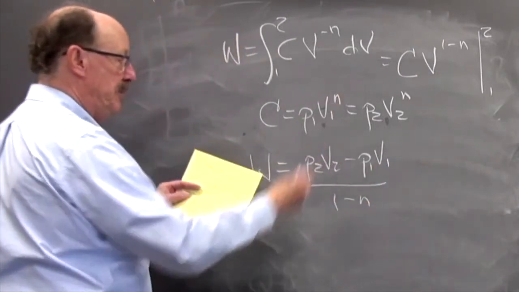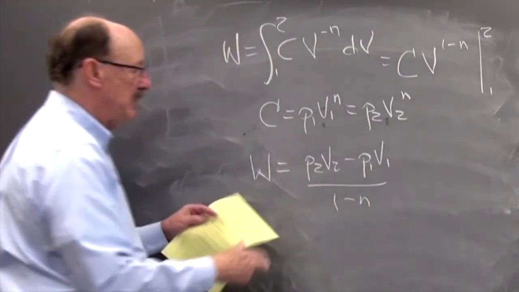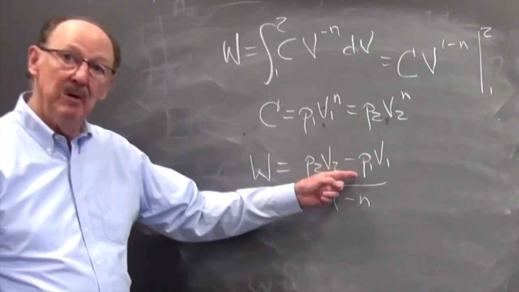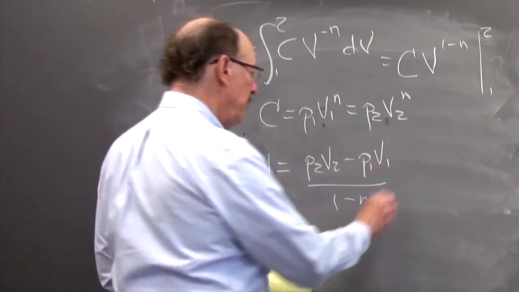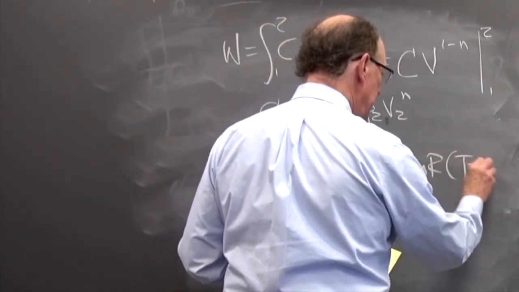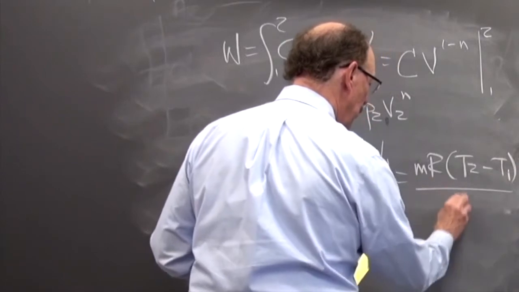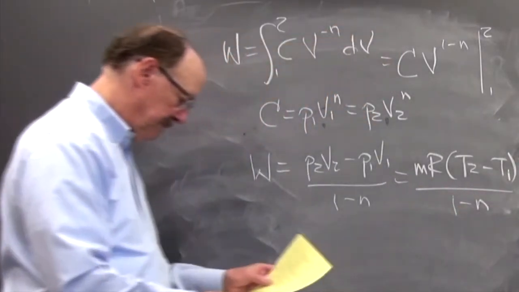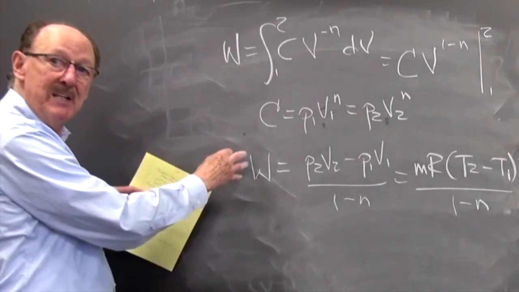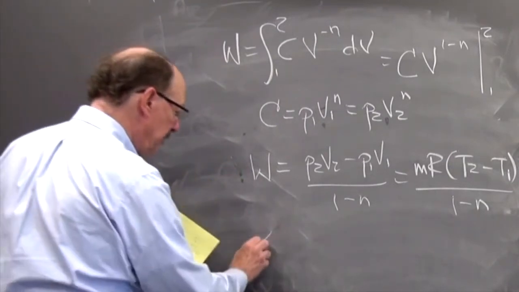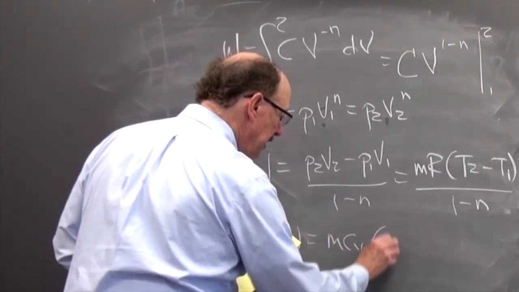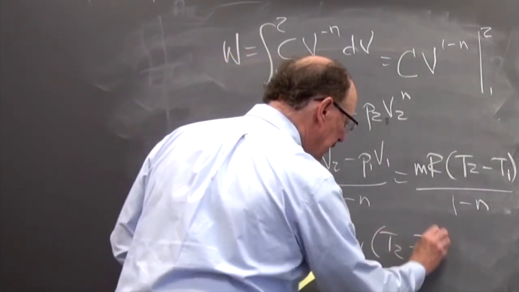So when I substitute in and integrate that, you'll notice that this is the ideal gas equation of state, mRT2, mRT1, and so we have here mR times T2 minus T1 over 1 minus n. So this gives us the work for a polytropic process in a closed system. Delta U is equal to m C sub V times T2 minus T1.